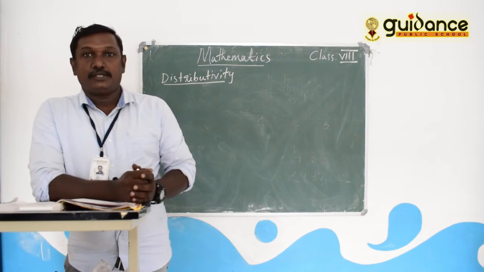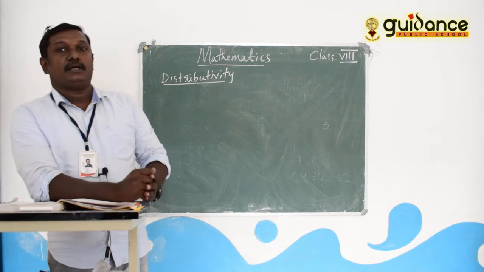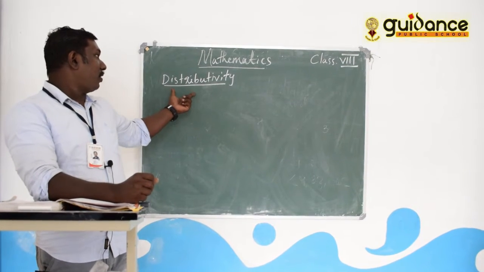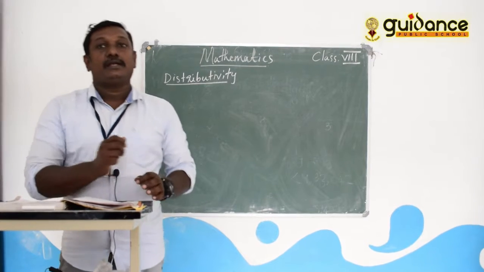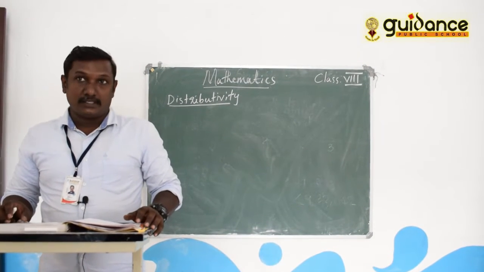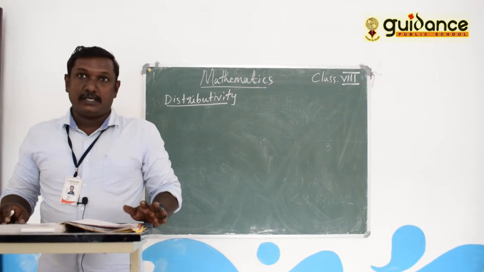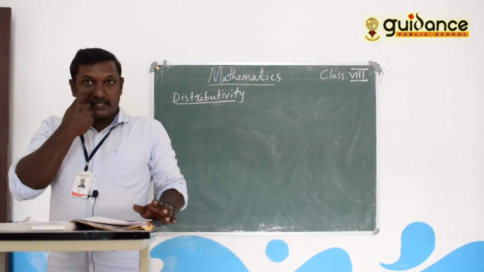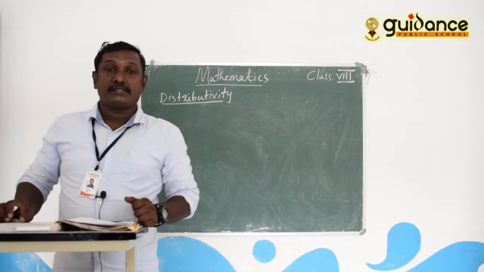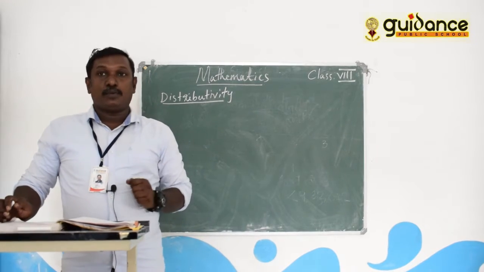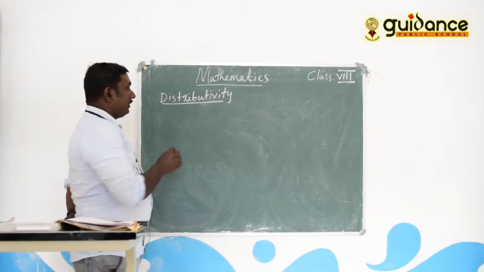Now today we are going to discuss the topic rational numbers, the distributive property of rational numbers. Already what are the properties we discussed? The closure property, commutative property, associative. Today we are going to discuss the distributive property. So what is meant by distributive property?